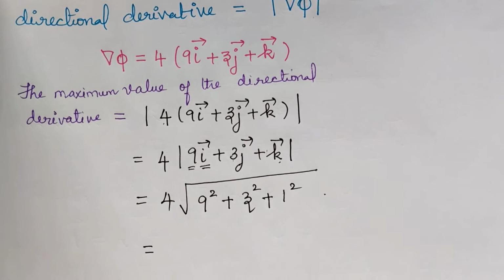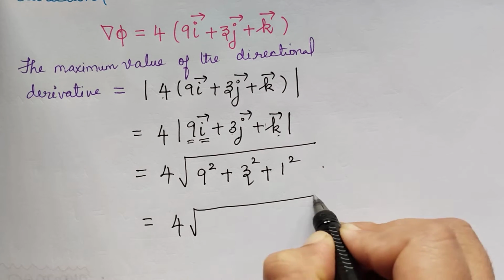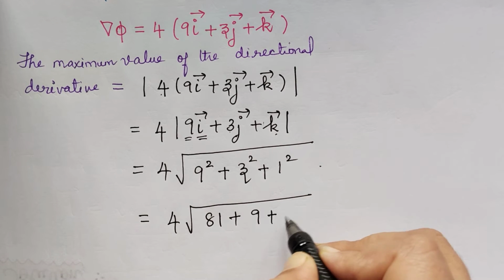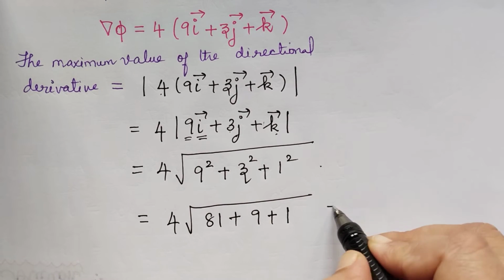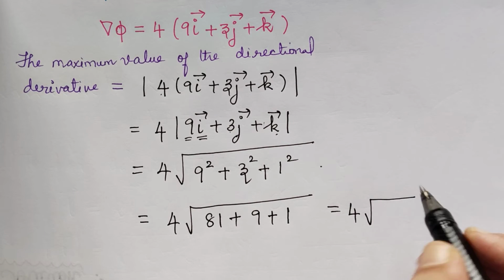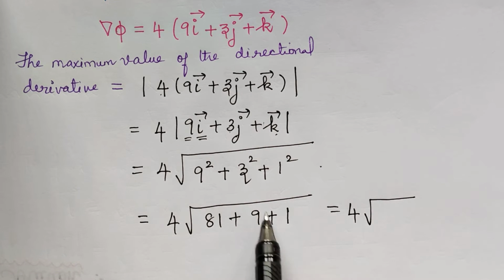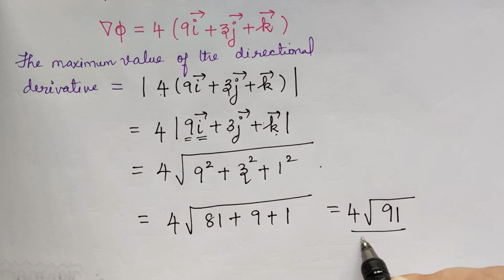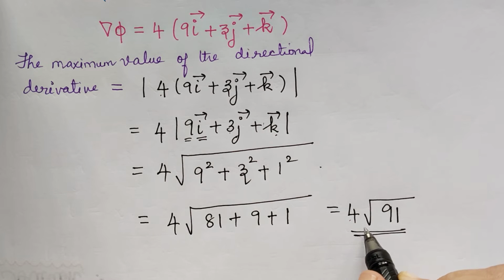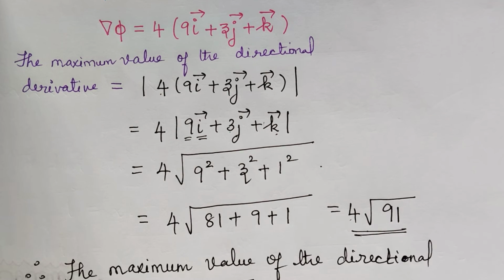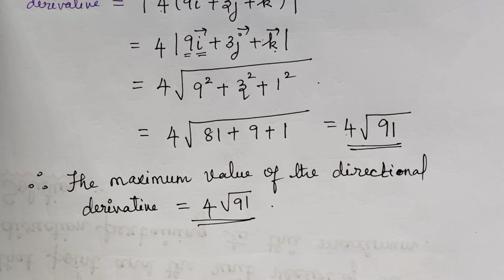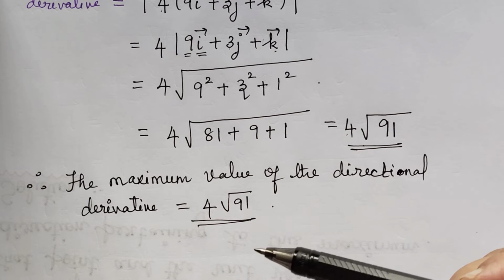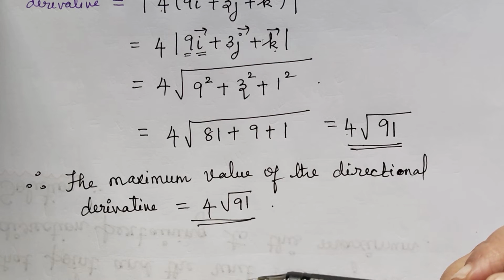And so that is equal to 4 square root of 9 squared is 81, 3 squared is 9, plus 1 squared is 1. And that is equal to 4 square root of 9 plus 1 is 10, and 81 plus 10 will give us 91. Therefore, the maximum value of the directional derivative is given by 4 square root of 91. So this is the required answer. So hope you have understood this problem. We will see a similar kind of problem in problem 10.